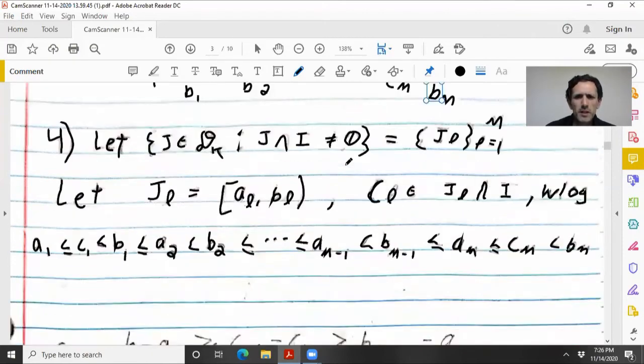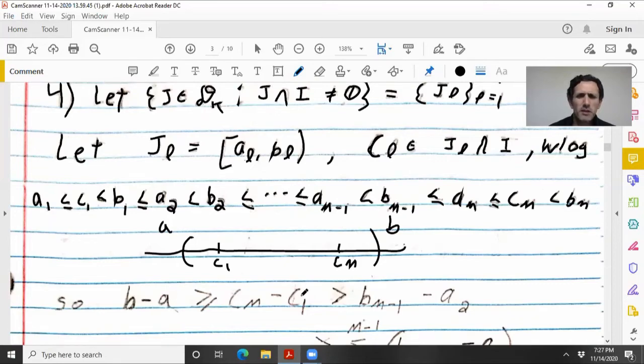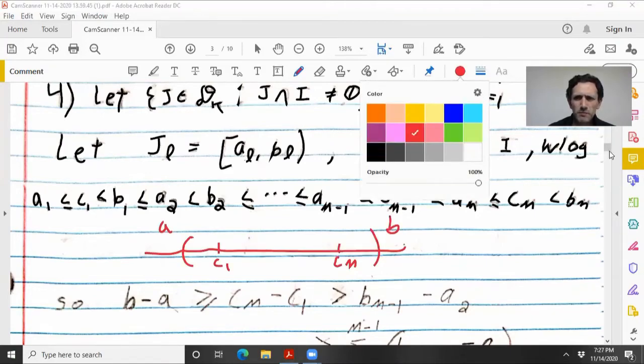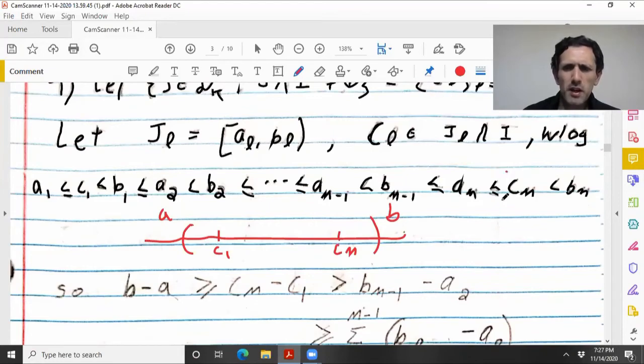Okay, well, so both C1 and CM are in particular in A to B. So this is A, this is B. We have C1, CM. So B minus A is bigger or equal to CM minus C1. Okay. But actually make this a little bigger. Okay, but CM is bigger or equal to BM minus 1. And C1 is less than A2.